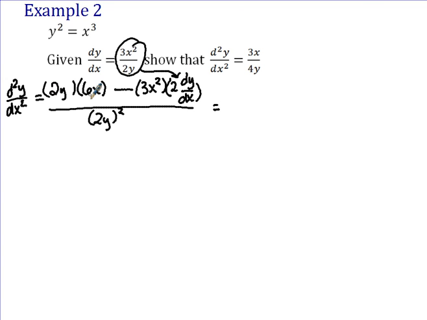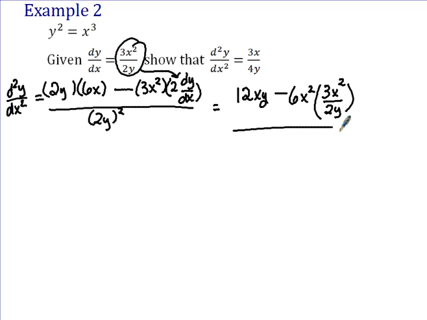2y and 6x, I'm going to rewrite that as 12xy minus, I'm going to go ahead and multiply together the 3x squared and the 2 and get 6x squared times dy dx, which is 3x squared over 2y. And this is all over, I'm going to go ahead and multiply that out. We have 2y squared, which would be 4y squared if we square both of them. Distribute the exponent, which you can do when you're multiplying. You cannot distribute the exponent if you're adding. Sorry, I just had to say that.